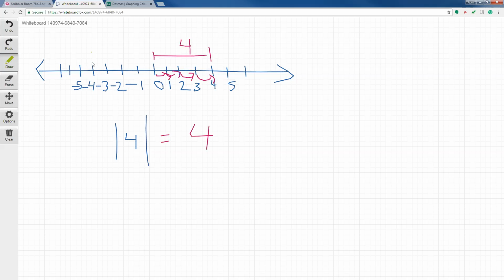What if we look at negative 4? Absolute value of negative 4, how many spaces away from 0 is negative 4? It'd still be 4, wouldn't it? Still 4 spaces. Right. So these two numbers, the 4 and the negative 4, give you the same answer. They both gave you 4.